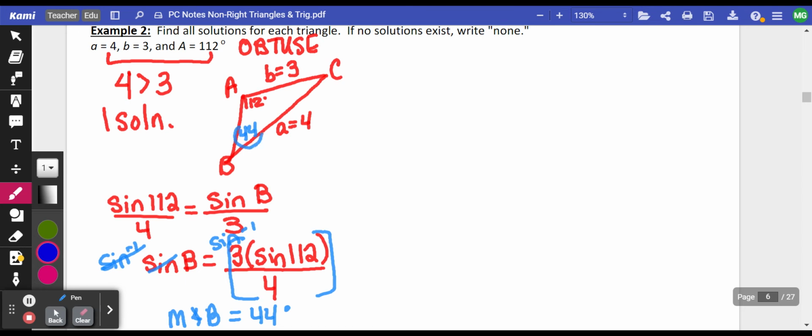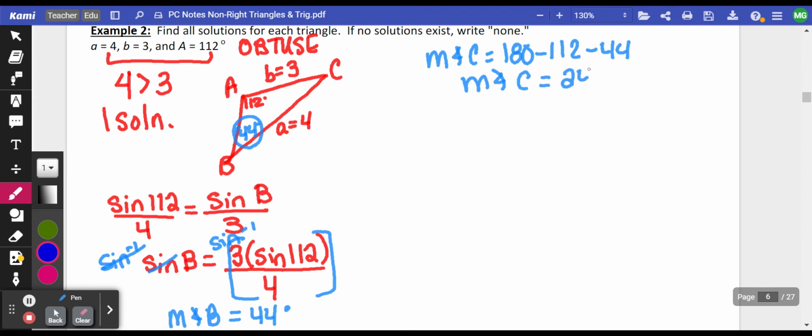But what we know now is that this angle is 44 degrees, which means it's real simple to find the measure of angle C. It's simply 180 minus the given 112 minus the 44 that we just found, because remember the three angles of a triangle always add up to 180, and that gives us that the measure of angle C is 24 degrees. Now we have to use that 24 because that's going to help us calculate side C, which is over here.